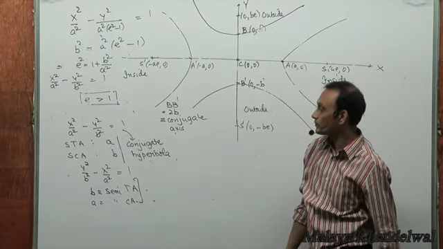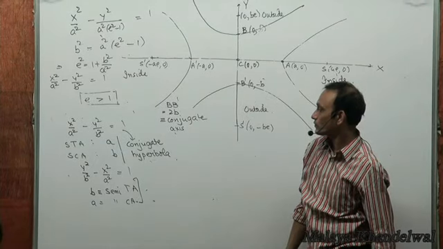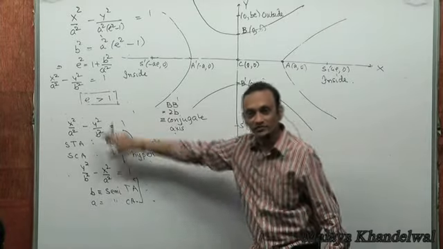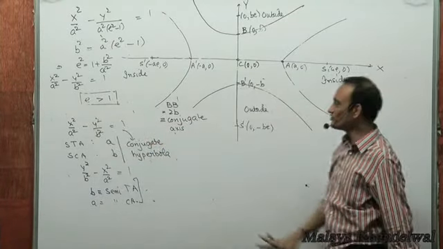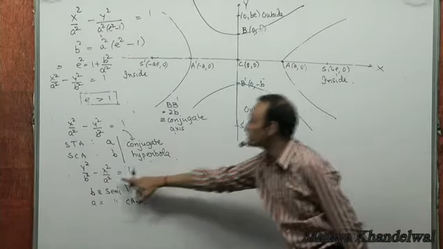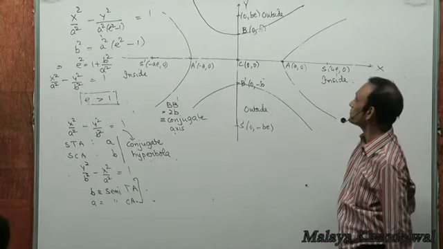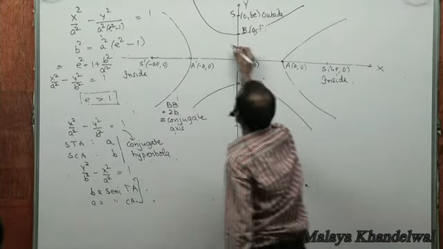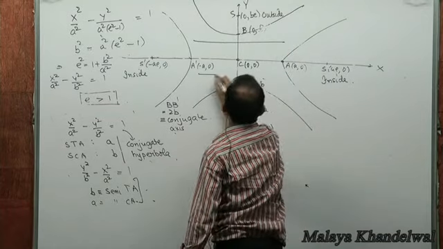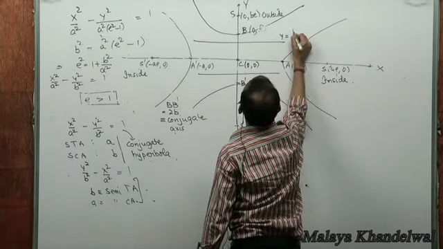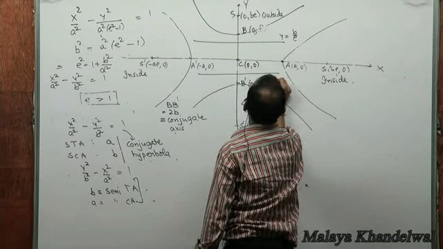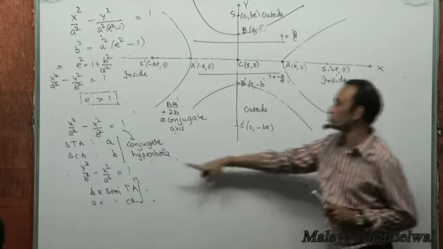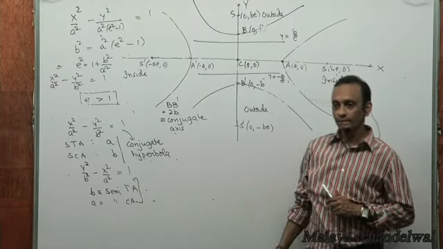Sorry, this one. I was pointing at that one. Goof up, sorry. Yes, this one is the conjugate hyperbola. And these are the two foci of this hyperbola, S and S prime. And the two directrices of this conjugate hyperbola would be y equal to b by e and y equal to minus b by e.